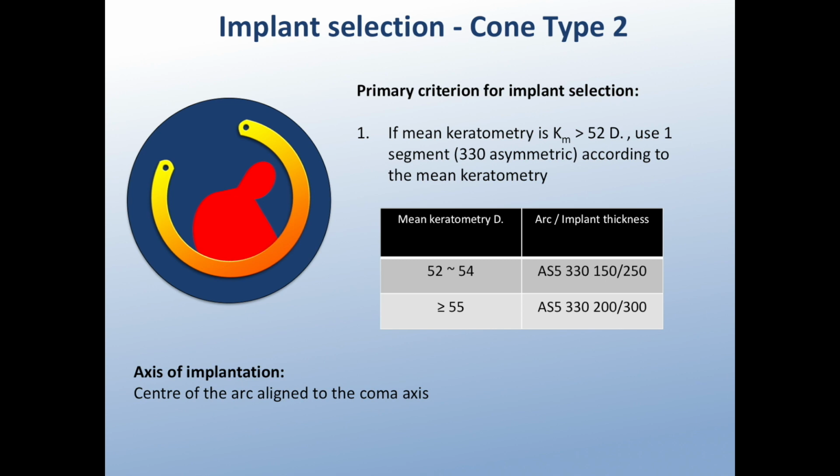If the keratoconus duct has a mean keratometry above 52 diopters, a new 330 degrees asymmetrical ring is used in accordance with the average curvature. Therefore, an AS5 330 degrees, 150, 250 progressive from 52 to 54 diopters of corneal curvature. Above 55 diopters, an implantation of 330, 200, 300 microns.